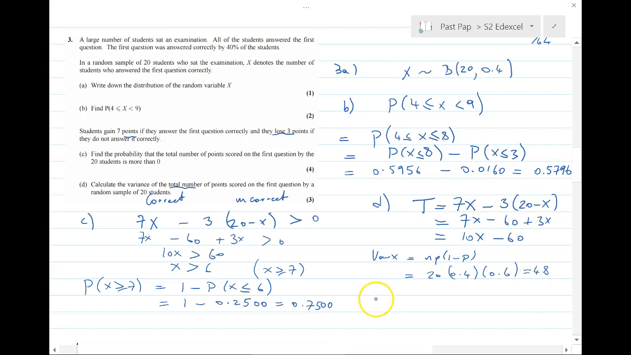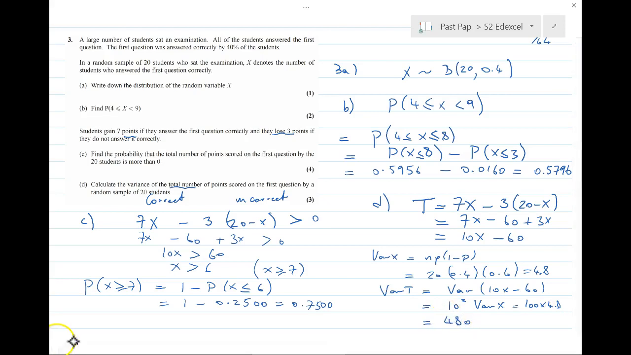So, we don't want the variance of x. We're not being asked for that, although we're going to need it for our calculation. We want the variance of the total number. Let's call it T. Now that's equal to the variance of 10x minus 60. Right, when you're working out the variance, adding or subtracting a number makes no difference. So that's just going to be equal to 10 squared, because it's a variance, times the variance of x. And we know the variance of x is 4.8. So it's 100 times 4.8. So that's 480. Okay, that's it.